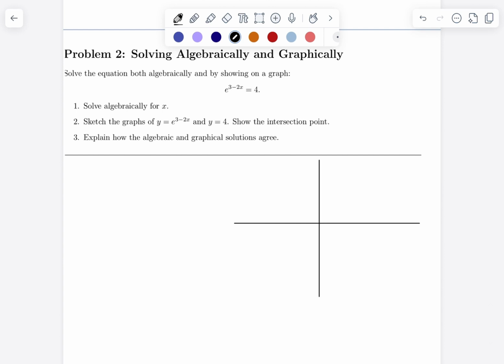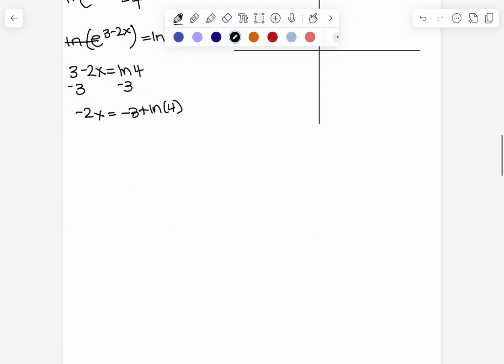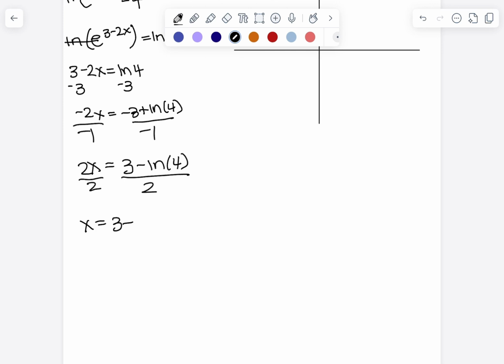So for number 2, the first step is to solve for x. So we're going to take e to the 3 minus 2x equals 4. We're going to turn that into ln. 3 minus 2x equals ln 4. Ln e cancels, so we get 3 minus 2x equals ln 4, and then just solve algebraically for x. So just subtract 3, and then divide by negative 1, and then divide by that 2. So we get x is 3 minus ln 4 over 2, which is equal to about 0.8.